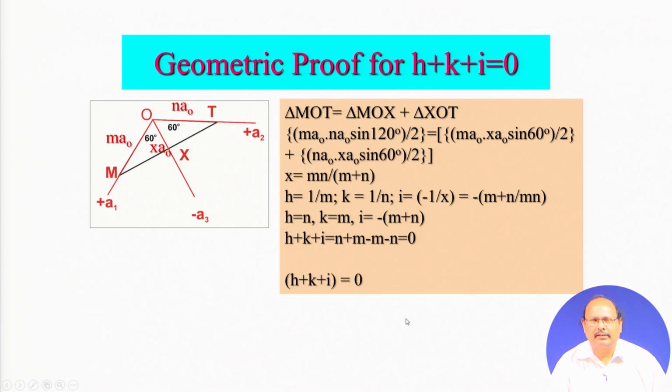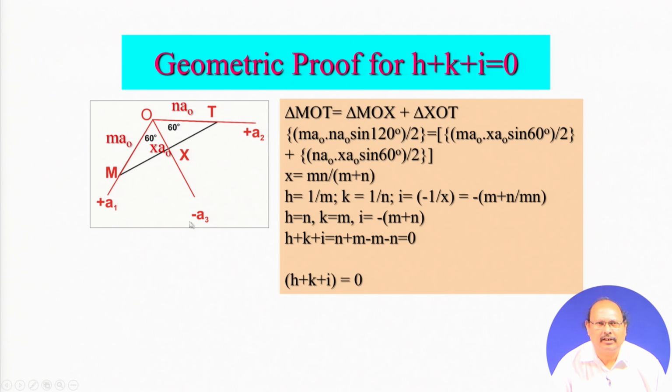Let us study what is the geometric relationship which allows this particular condition to be satisfied, that is h plus k plus i is equal to 0. To do that, let us make a very simple calculation here. Let us consider a face that has intersected the 3 horizontal axes here, A1, A2 and A3. So, this axis position has been shown here.